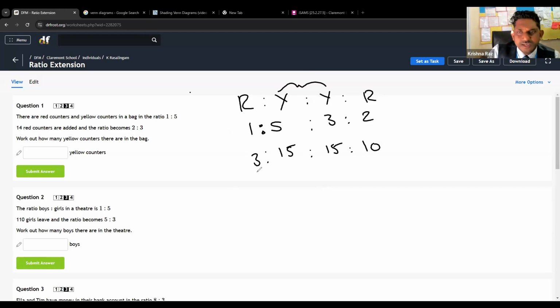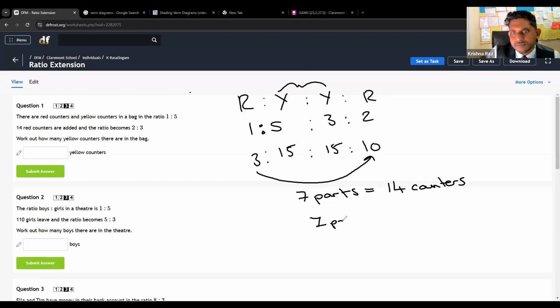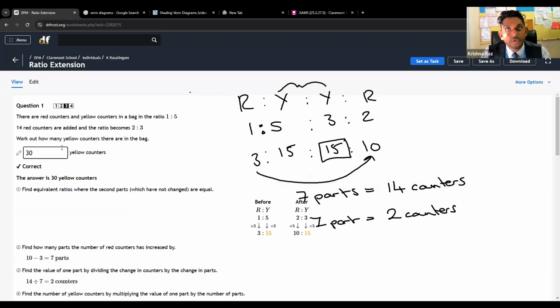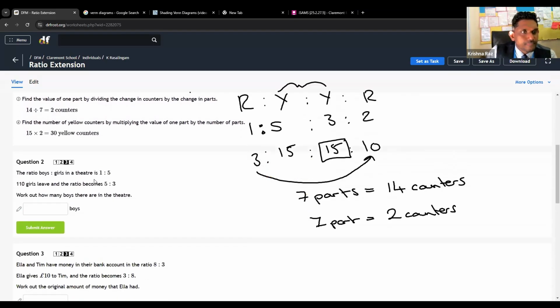And we know there's been 14 counters added that are red, and that equates to 7 parts. So 7 parts must be 14 counters. Therefore, 1 part must be 2 counters. So if there were 15 parts yellow, then there must be 30 yellow counters. 15 times 2 is 30. So, all right, next one.